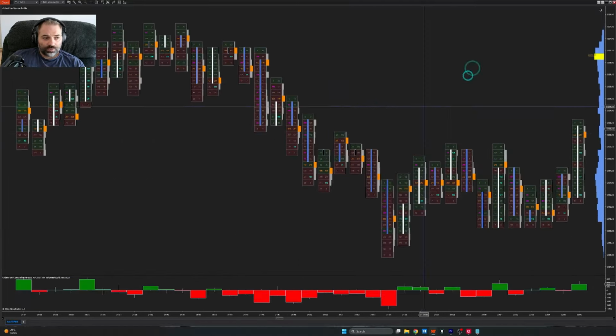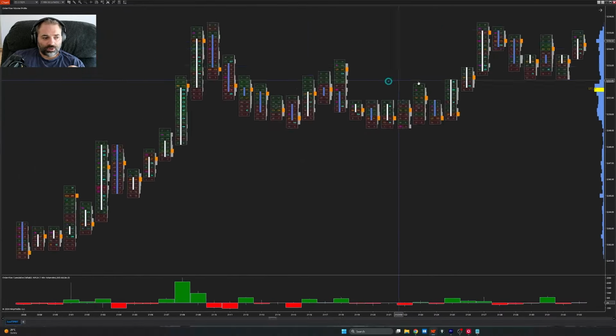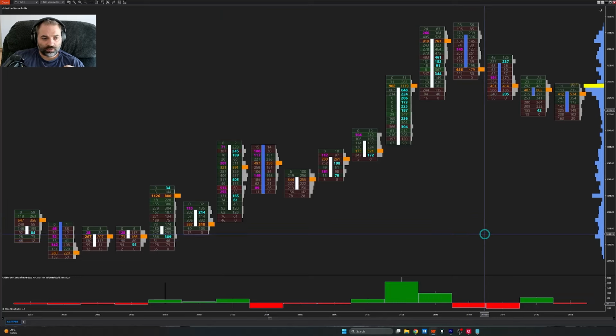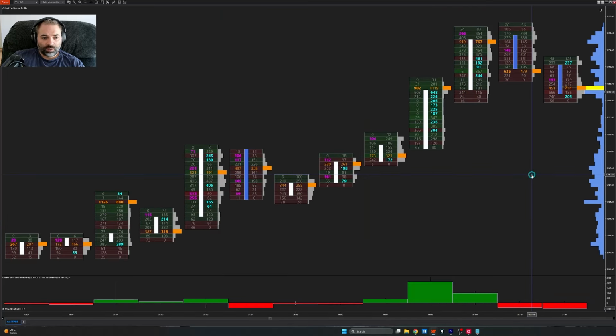I saw a sweep. That is another pattern that I want to talk about. So let's talk about sweeps first, and then we're going to switch to NQ and see if we can find something there. It's far more likely we're going to see a stop run.